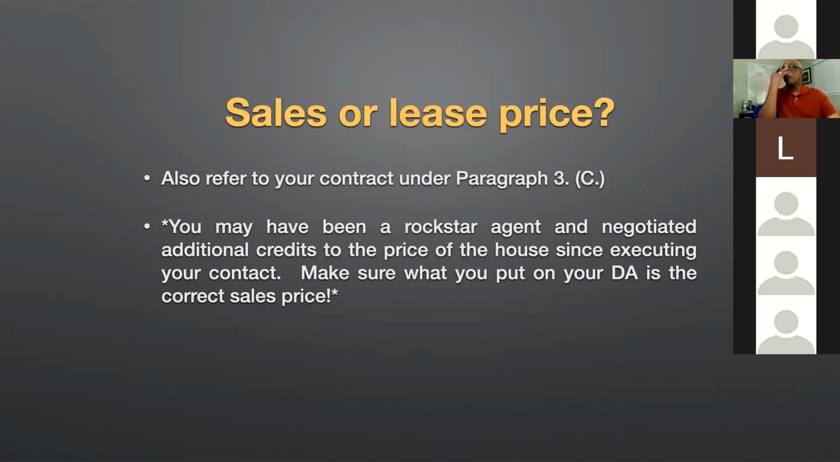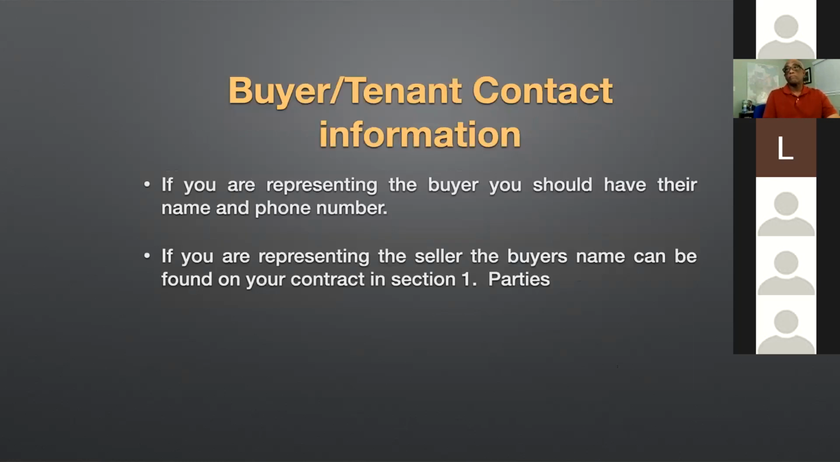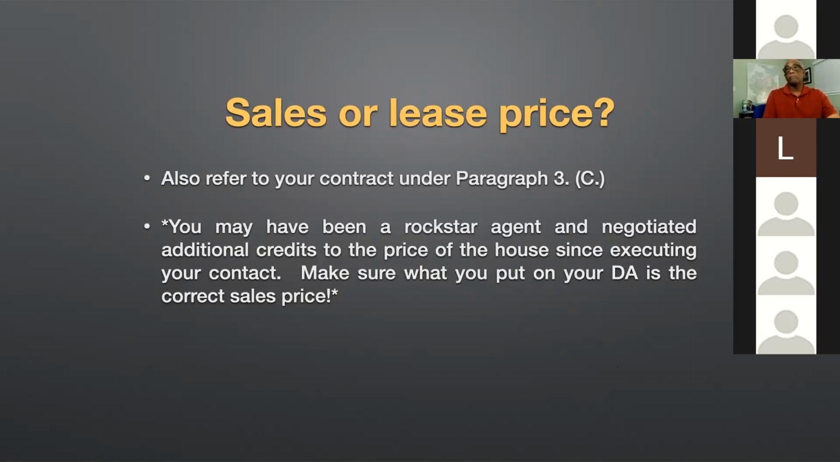So sales or lease price. You can also refer to your contract under paragraph 3C to find the sales or lease price of your deal. You want to make sure that this amount is correct. You may have been a Rockstar agent and negotiated some additional credits to the price of the house since you executed the contract. So just make sure that the amount you put on the DA is the correct sales price.